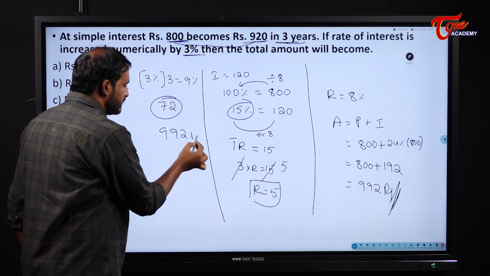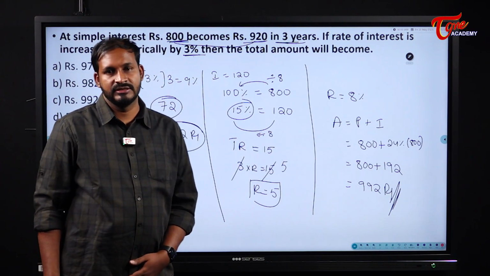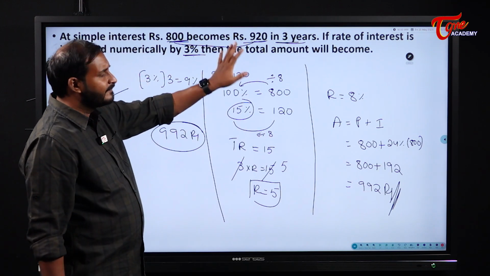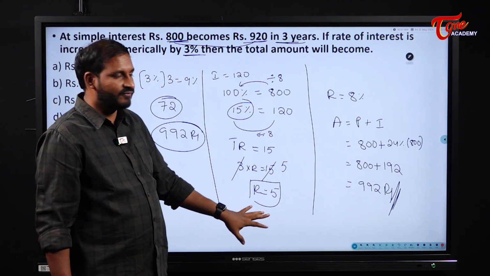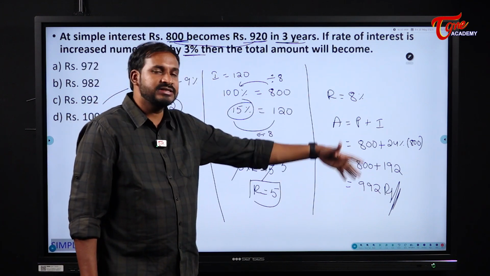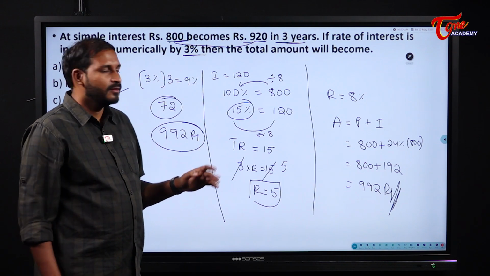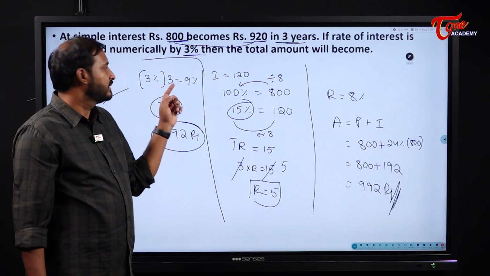992 rupees. Without finding the rate of interest also, we will get the answer, students. Without knowing the rate of interest also we get. See what I have done initially means, in the standard procedure, I will find the rate of interest and then the new rate of interest and then everything. So is there any requirement of that type? No, right?